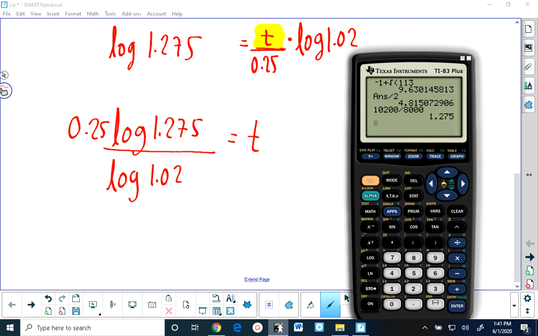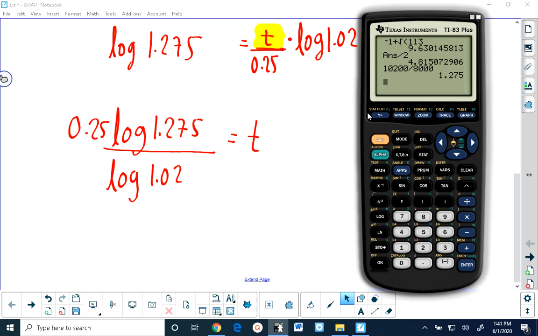I'll just finish this off with you. We're going to take 0.25 multiplied by the log of 1.275. You have to close the brackets on that logarithm. Then divide by 1.02, my mistake. Then divide by log of 1.02. And this is giving us 3.06 years.